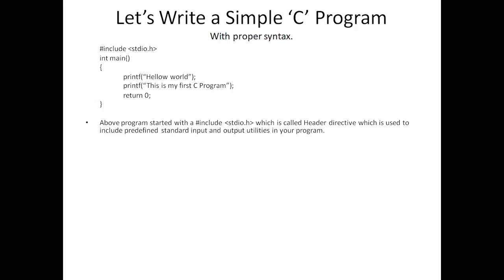The above program started with a hash include stdio.h. stdio.h put between less than symbol and greater than symbol is called a header directive, which is used to include predefined standard input and output utilities in your program.